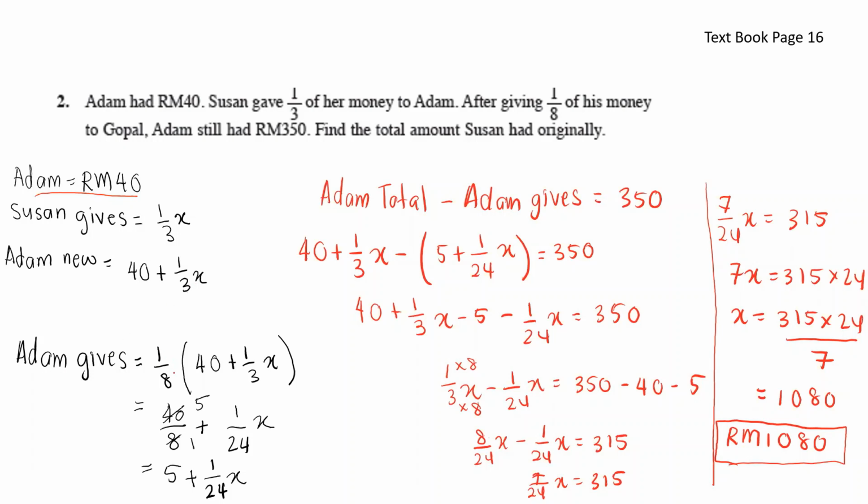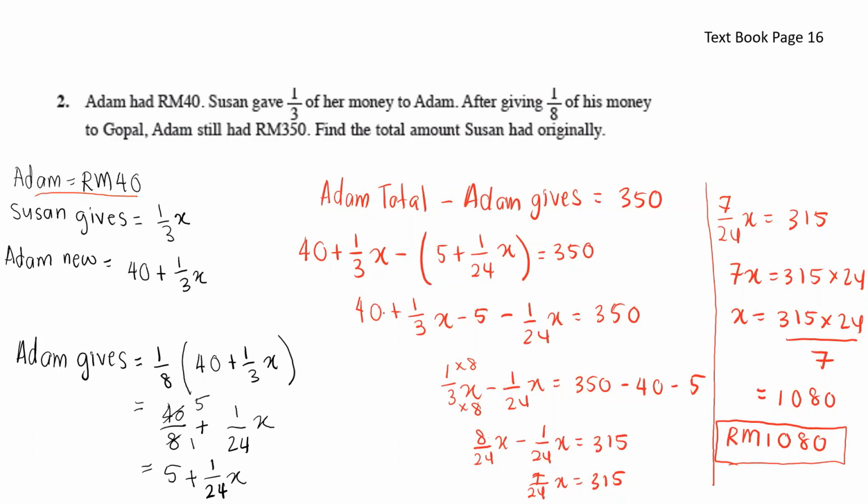Now Adam gives 1 over 8 of his money to Gopal. His new money, meaning his money and Susan's money. So simplifying this gives us 5 plus 1 over 24x. Now let's find out how much Susan had originally. Adam's total money was 40 plus 1 over 3x. After giving 1 over 8 of his money to Gopal, he had 350 ringgit balance. See here, we have Adam's total minus what Adam gives equals his balance.